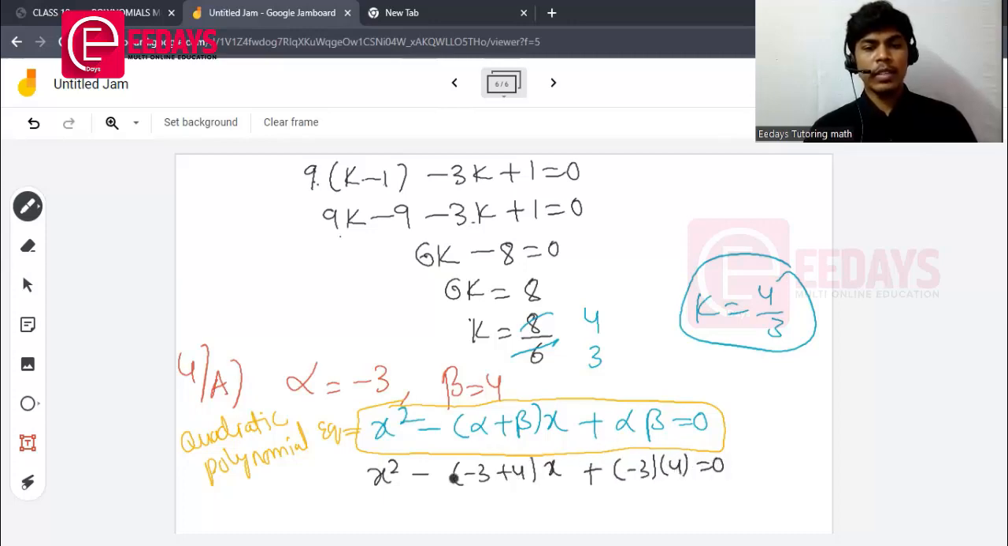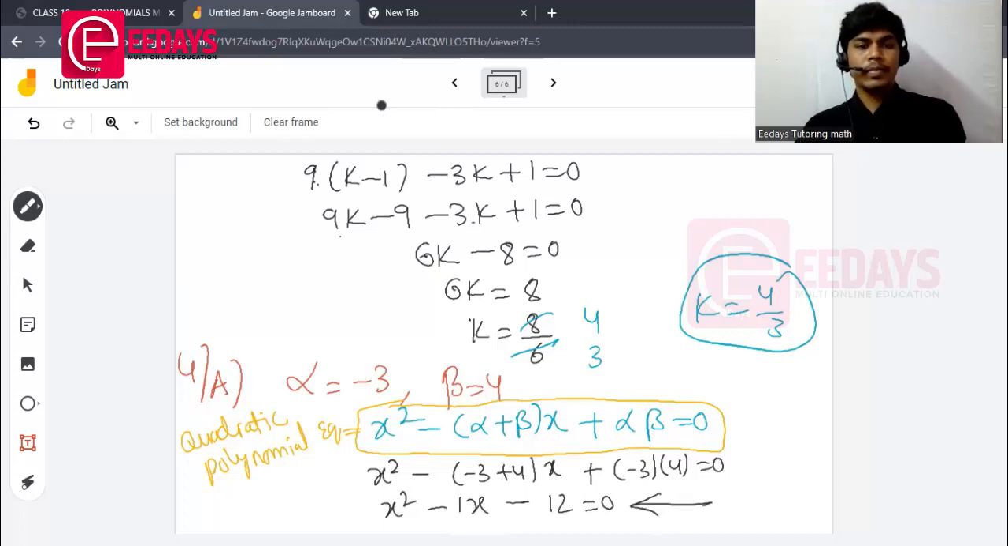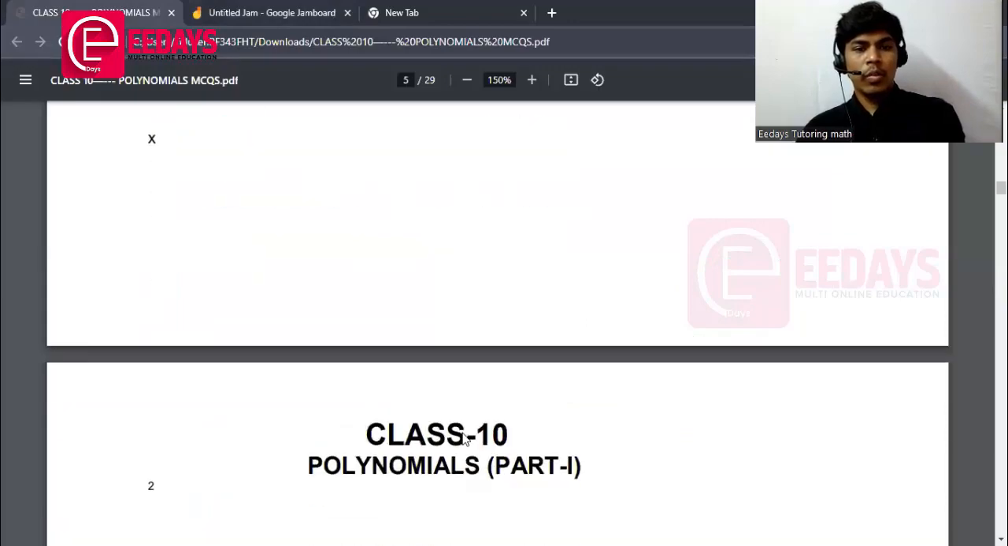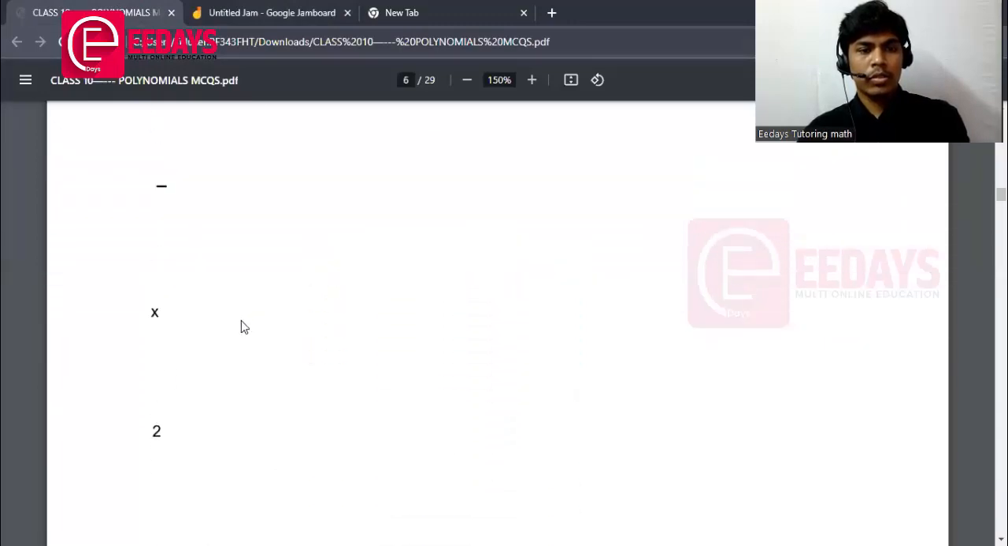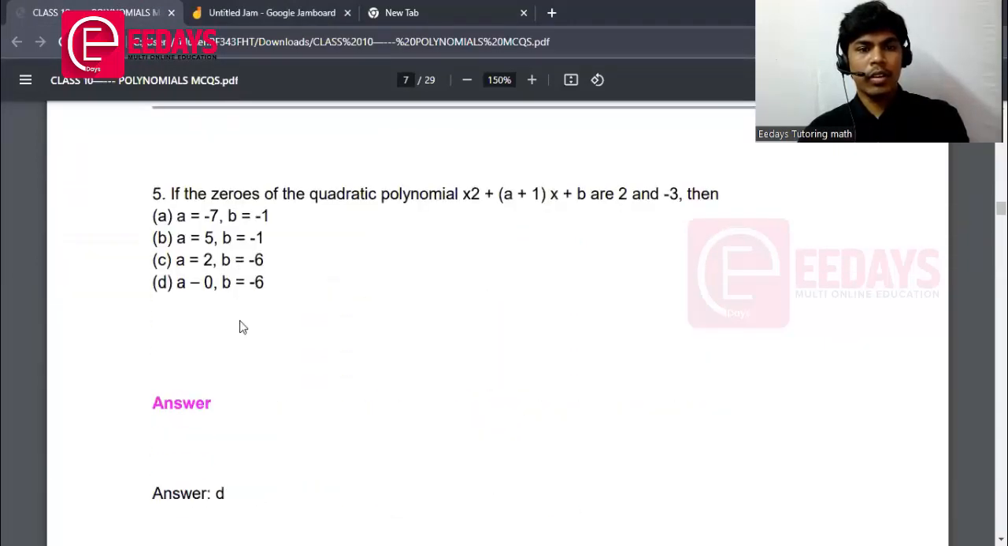We should be careful with the symbols. x square, 4 minus 3 is 1, 1 into x, 1x. Plus, into minus, 3 fours are 12. So x square minus 1x minus 12 is the required quadratic equation. Not plus 12, minus 12, I'm sorry. So minus 12 is the correct answer. All right.